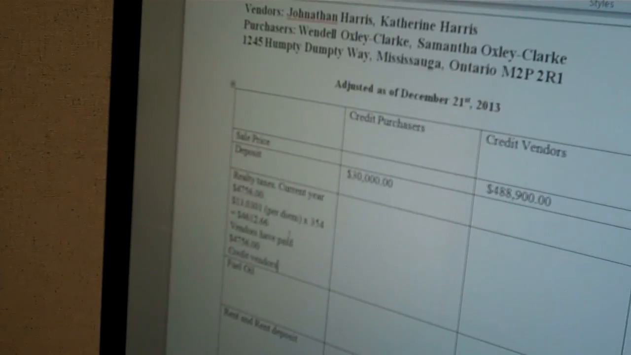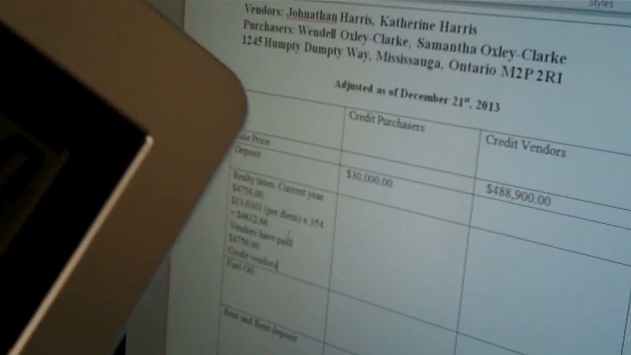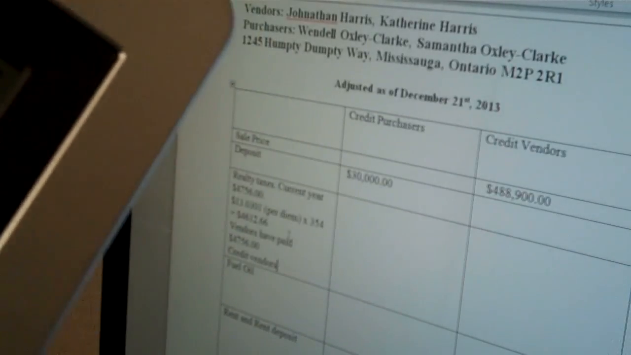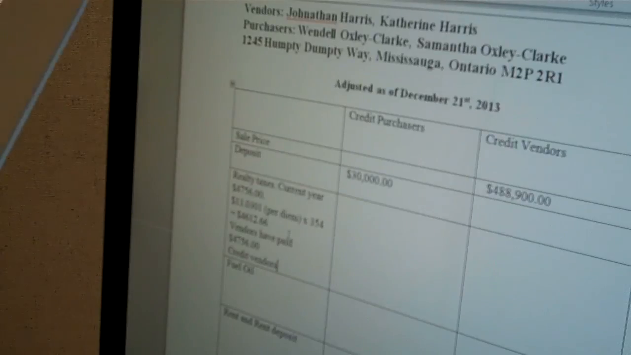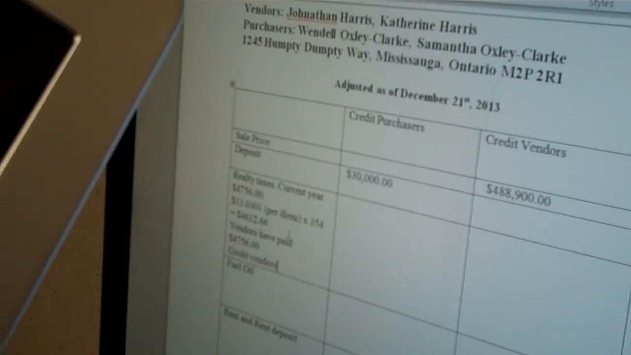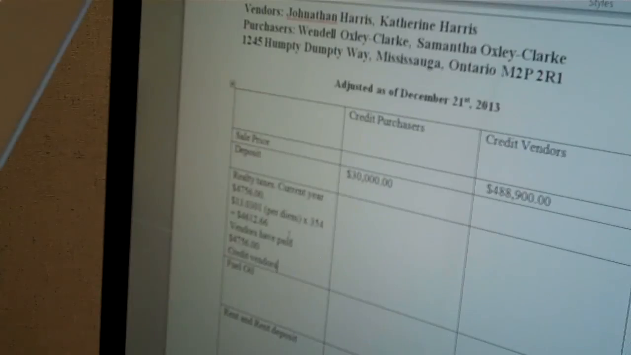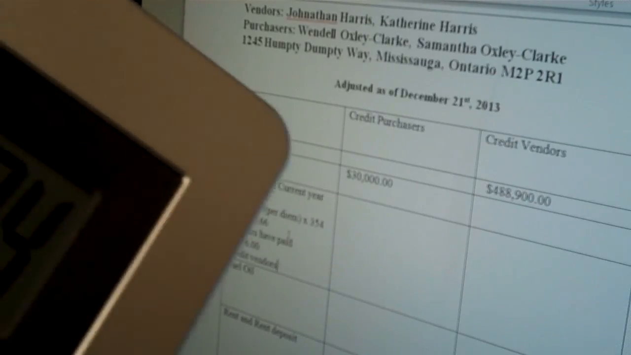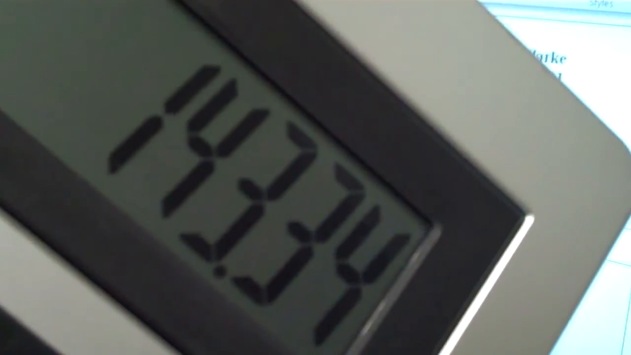We know that the vendors have paid the entire amount of taxes, which is 4756. And so to figure out what the vendors are credited, because they've overpaid the taxes, we just subtract. So we take 4756 minus 4612.66, and that gives us $143.34.